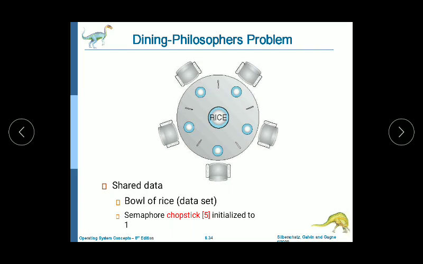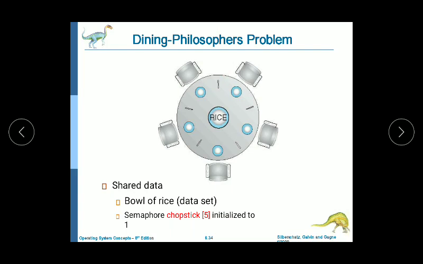So here you can see a figure, right? A dining table which contains a bowl of rice in the middle. There are 5 chairs, 5 plates and 5 chopsticks. Consider 5 philosophers who spend their lives thinking and eating. The philosophers share a circular table surrounded by 5 chairs, each belonging to one philosopher. In the center of the table there is a bowl of rice, and the table is laid with 5 single chopsticks. Chopsticks, in the sense, you can call them spoons or forks.